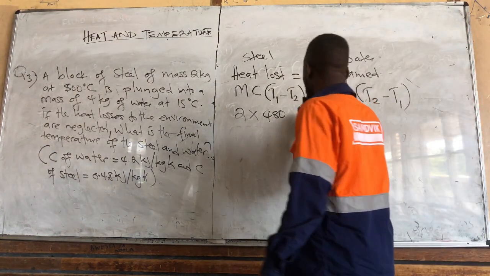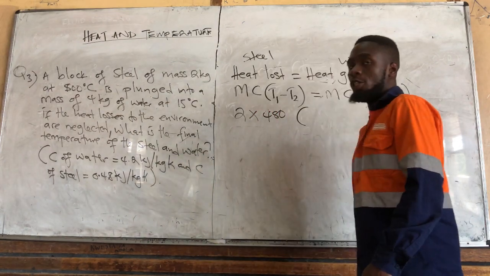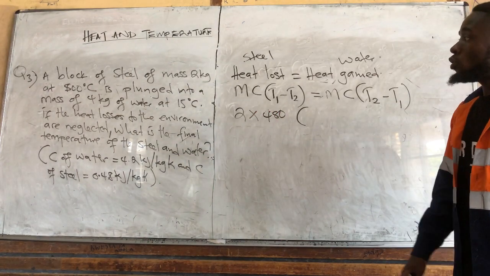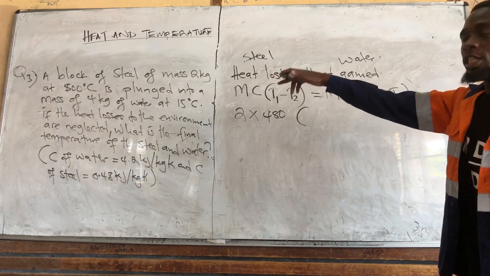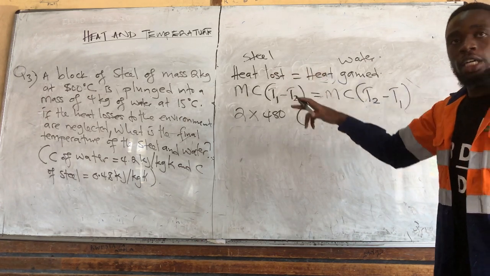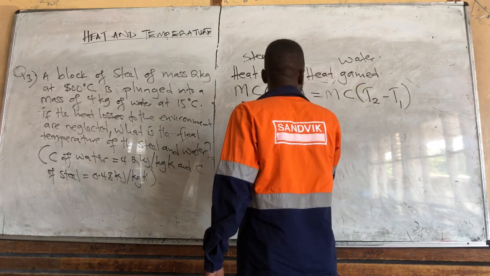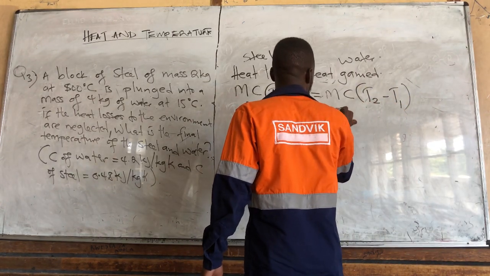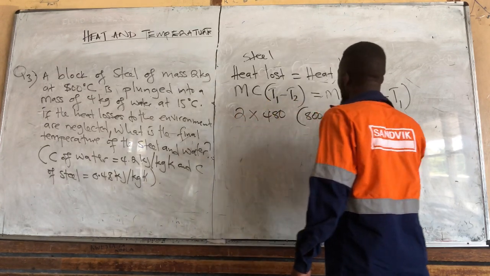Then, what is T1 there? What is the T1 of steel? Let's say the initial temperature is T1. So the T1 of steel is 800. So 800 minus T2, which we don't know. Then what is the mass of water?